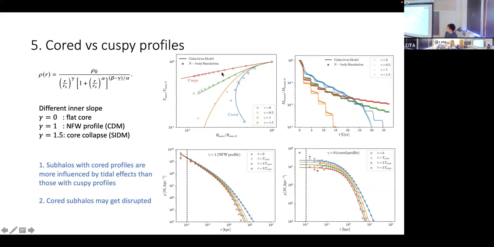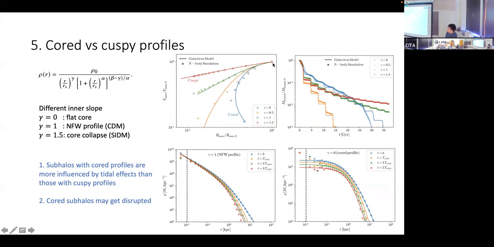So if we come to the first part here, I show the Vmax versus Rmax divided by the initial values. And the gamma here basically characterizes the slope of the central density. For example, for the gamma equal zero case, it means that it has a flat core in the center. For gamma equal 1, it's just the usual NFW profile for cold dark matter. For gamma equal 1.5, it's a profile that is more cuspy than the usual NFW profile.